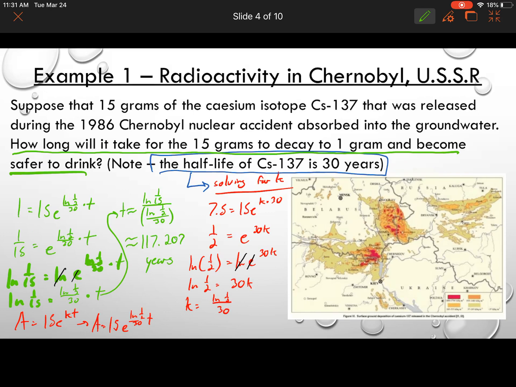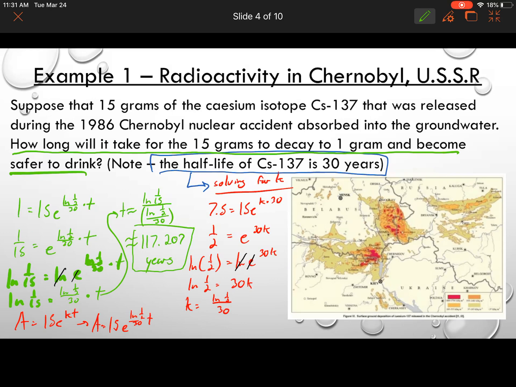So that is how long it would take the groundwater to be safer to drink. So it would take a long time. So this is actually just a good indication of how long it takes for something to not be radioactive anymore. It does take a long time. Now, thankfully, in real life, they were actually able to avoid any groundwater contamination as a result of this nuclear accident. So they didn't have to wait hundreds of years in order for the water to be safe to drink again.